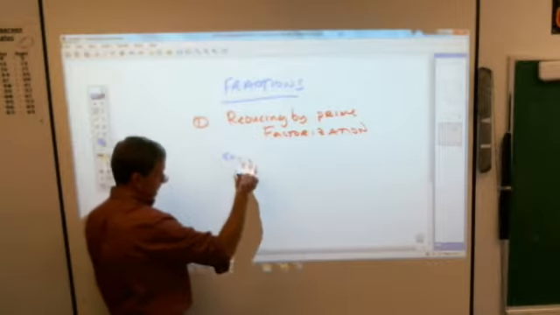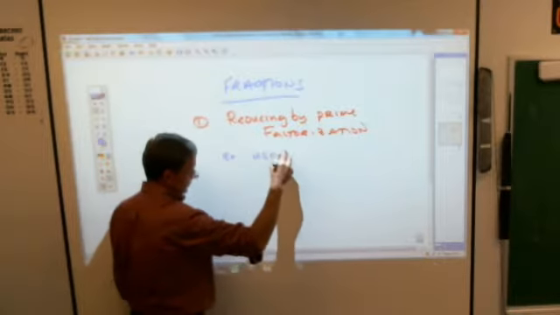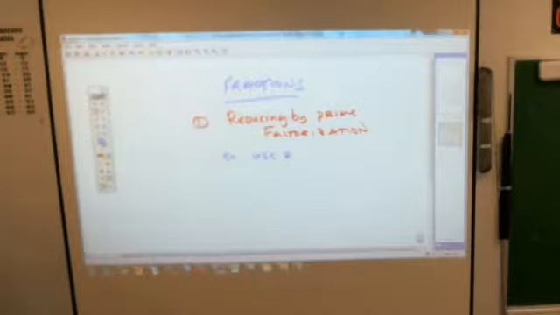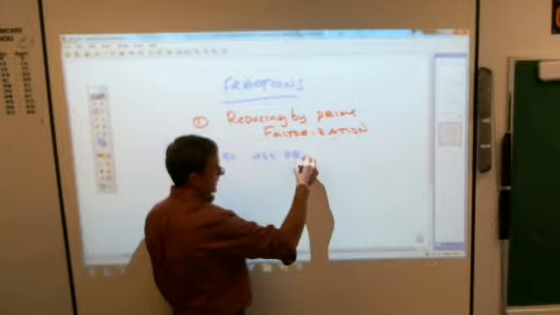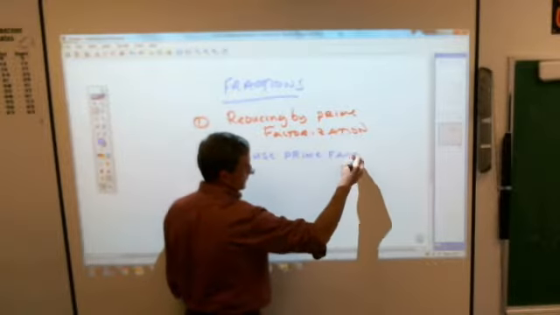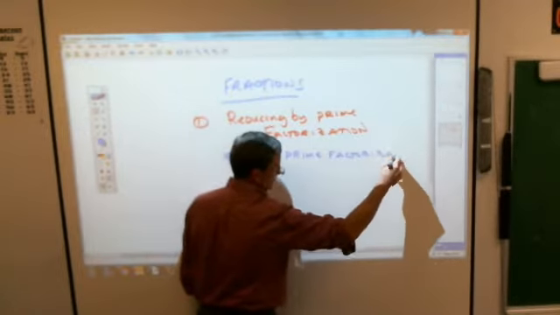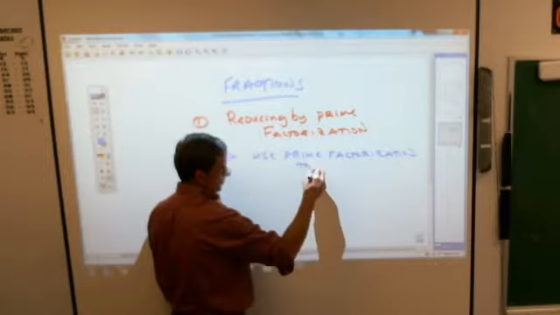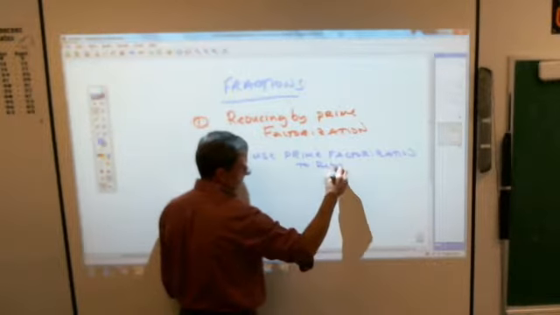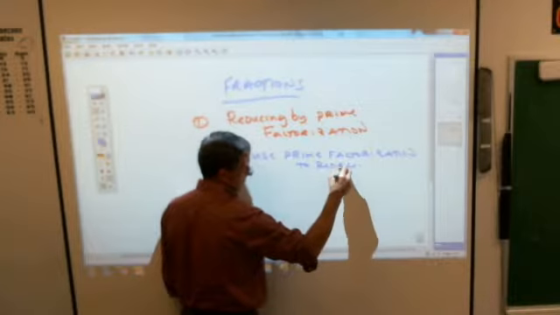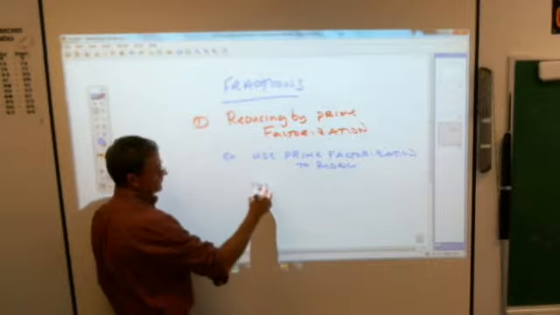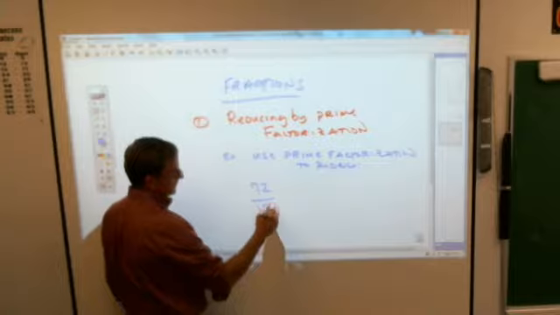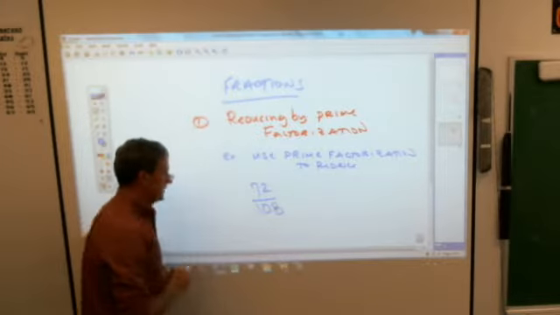The book will say, use prime factorization to reduce. I think you'll remember this from last year, maybe you won't, it doesn't really matter. Use prime factorization to reduce, and they will give you this fraction. Doesn't even look like reduce, does it? 72 over 108. If this is the directions, then we will follow them.